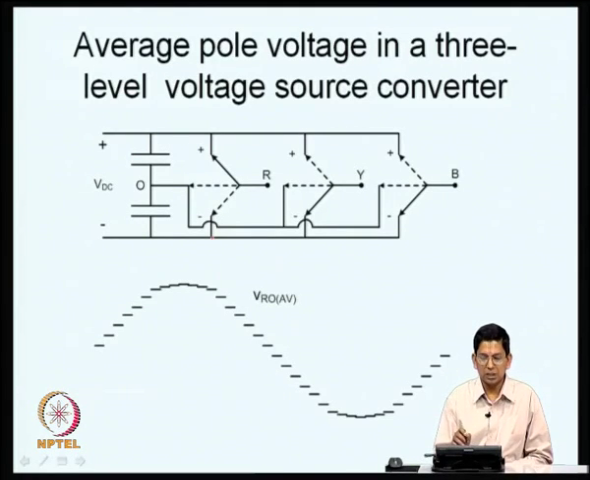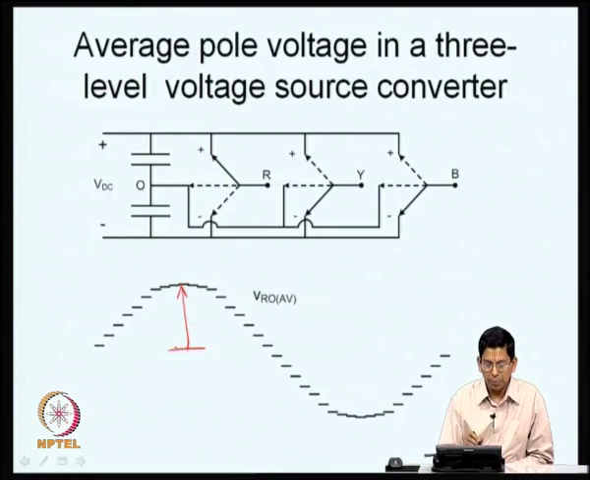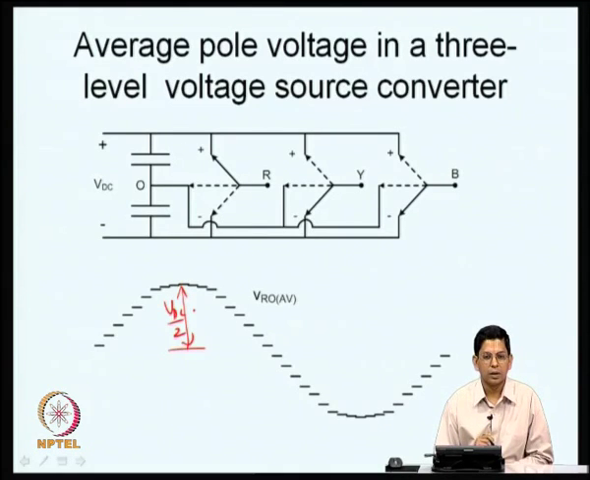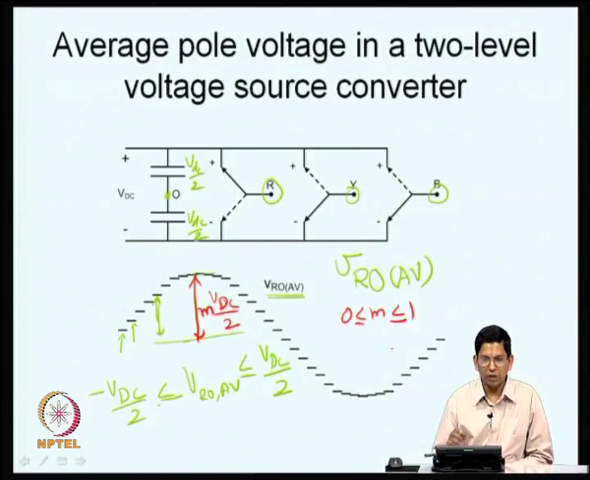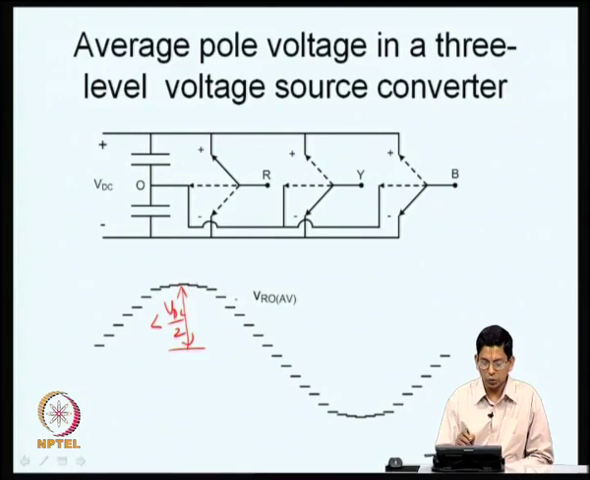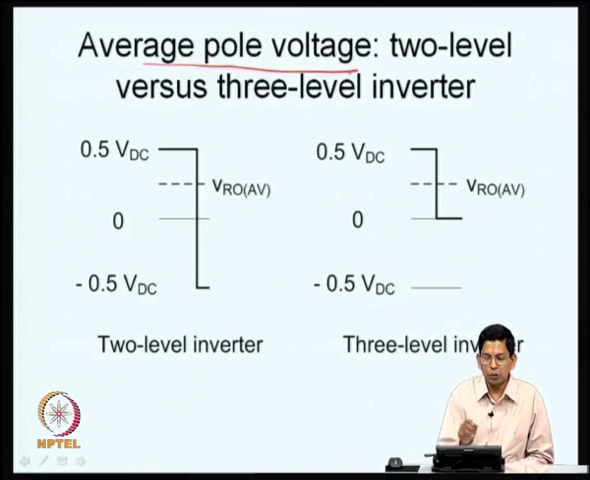In this sense it is similar, that is, once again you can modulate it. And what is the peak value that you can get here? If you are modulating it in this fashion, the peak value is VDC by 2. You can control this to any value which is less than VDC by 2. So, in a 2 level inverter you can modulate sinusoidally, and in a 3 level inverter also you can modulate the average pole voltage in a sinusoidal fashion. What is really the difference between the two? The way the average pole voltage is realized is different between a 2 level inverter and a 3 level inverter.